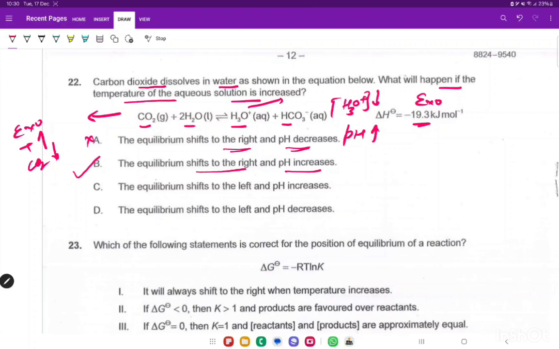The equilibrium will shift to the right hand side and the pH will increase. Why? Because the H3O plus ion concentration is... Equilibrium will shift to the left hand side. It is left, not right hand side. This is my left hand side. Equilibrium will shift to the left hand side and the pH will increase. Now answer is C, not B. It is moving towards the left hand side, which is my reactant side, therefore the answer should be B.